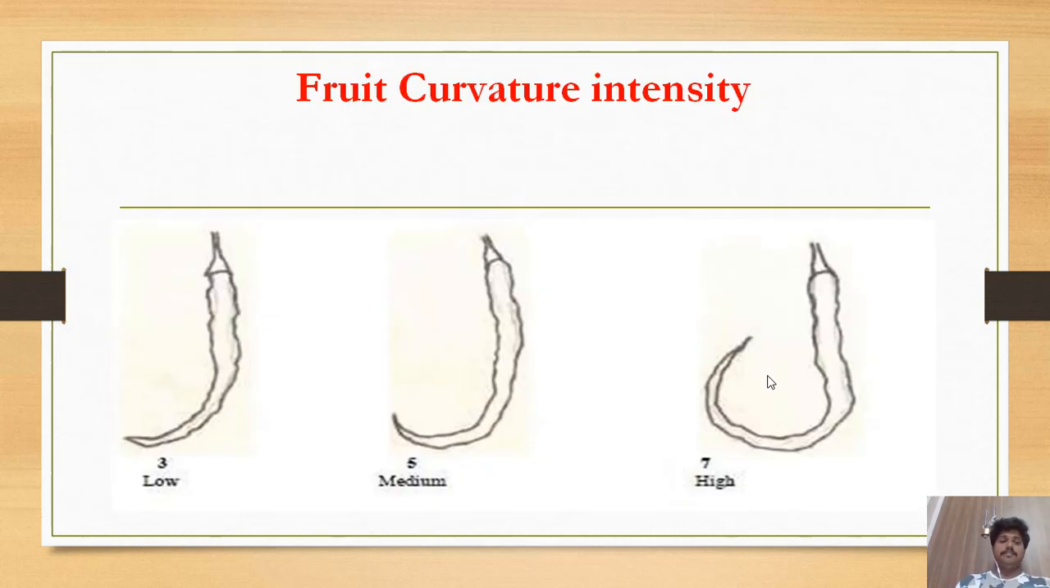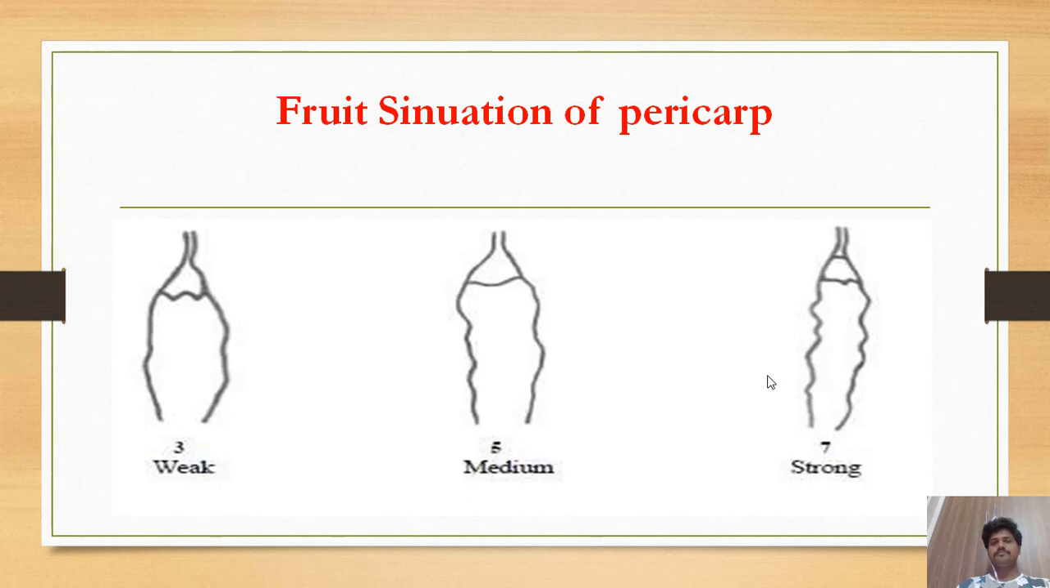Then fruit curvature intensity. Some are very deeply, highly curved. Some are having medium curvature, and some are having low curvature. In this way also we can classify them. Then pericarp sinuation. If you observe this, some kind of curvature or a rough kind of texture or undulations are present on the fruit structure. That's pericarp, the outermost layer of the fruit. So on the basis of that also we can categorize them into weak, medium, and strong.